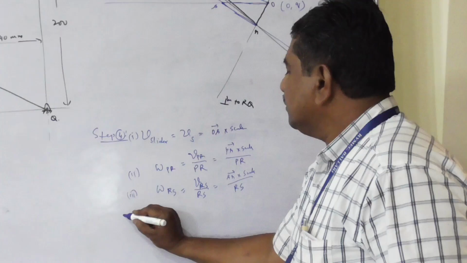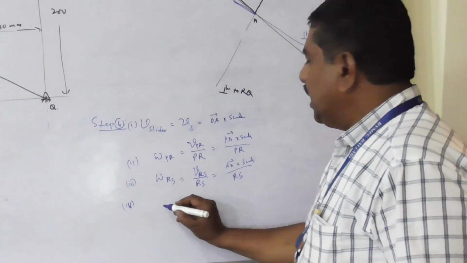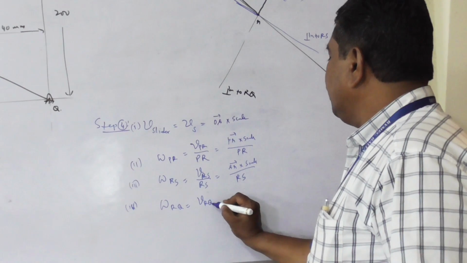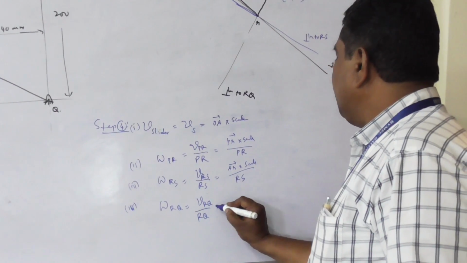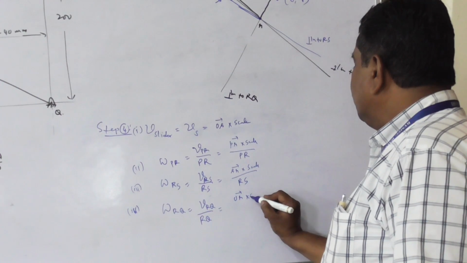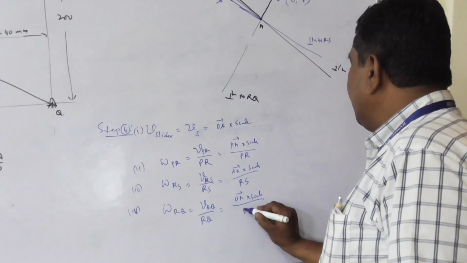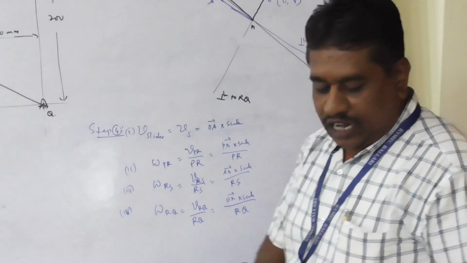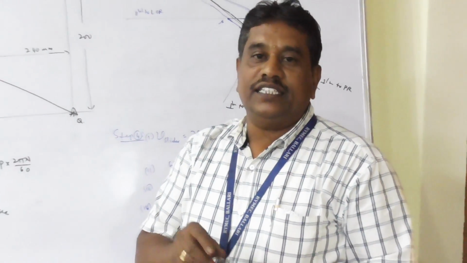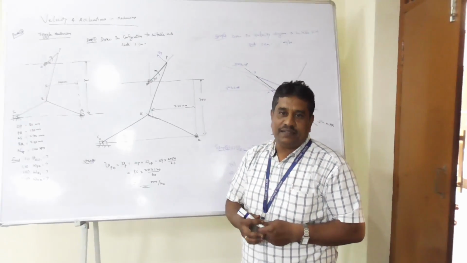Lastly, the fourth one is angular velocity of RQ. This is velocity of RQ by RQ. Since Q is a fixed point, this is vector or into scale divided by RQ. This is how the velocity diagram can be drawn and how to determine the velocity components of the elements of the mechanism. Thank you.